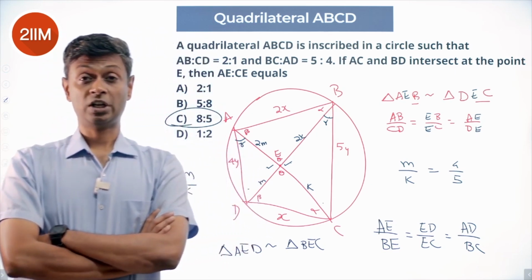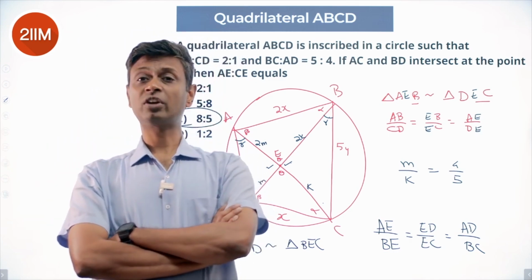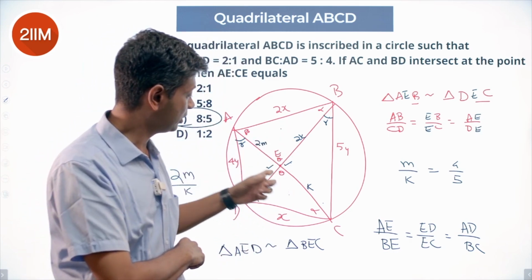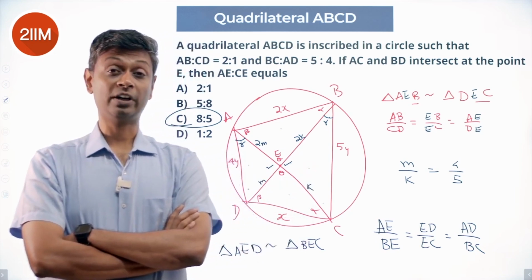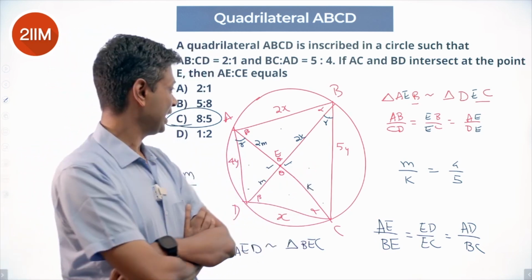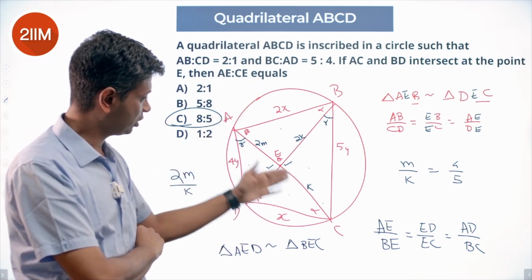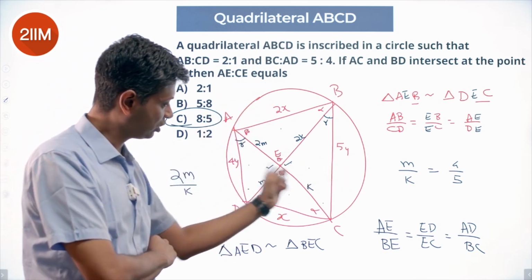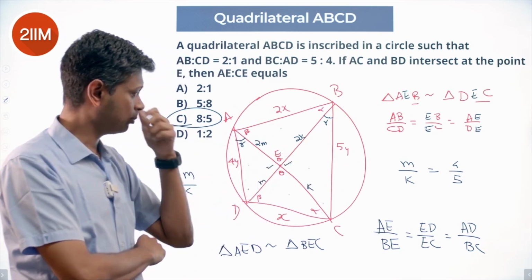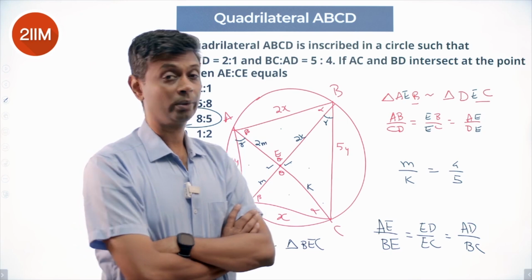Beautiful question, challenging question. So we have a cyclic quadrilateral with the diagonals intersecting somewhere in between. These two are similar, these two are similar. We use that and we manipulate in n different ways. We can find all kinds of equations, simplify everything. Answer is 8:5. And so we know this ratio, this ratio, this ratio. M by K or 2M by 2K, both are 4 by 5. We know that M by K is 4 by 5, 2M by K is 8 by 5.